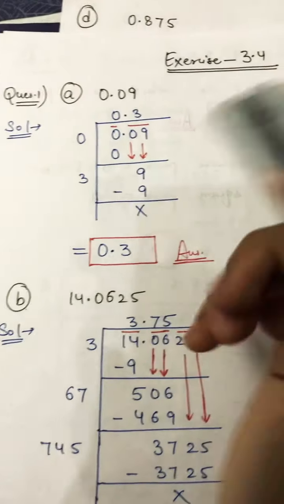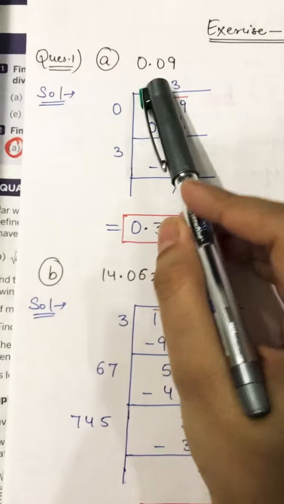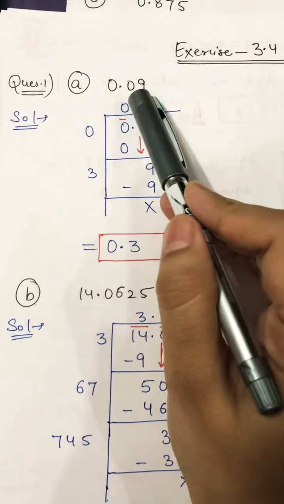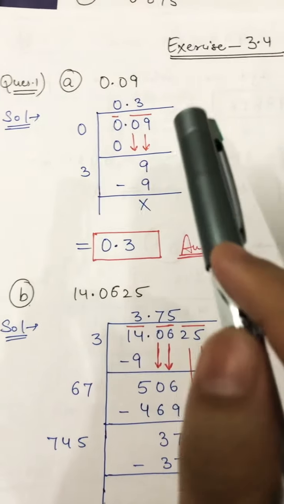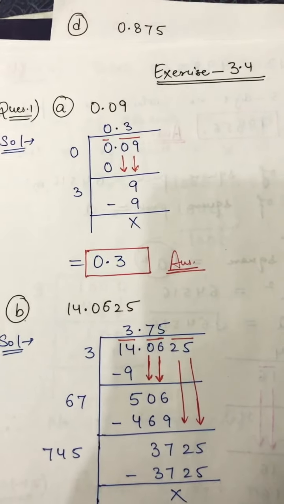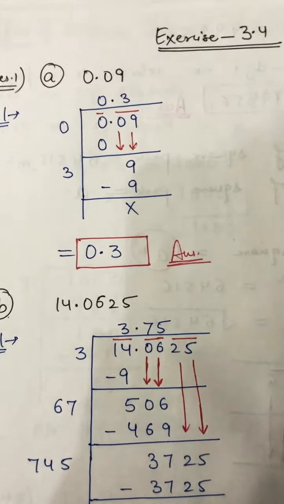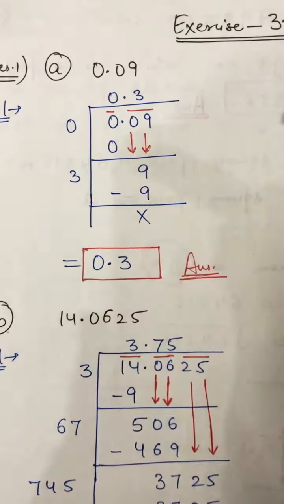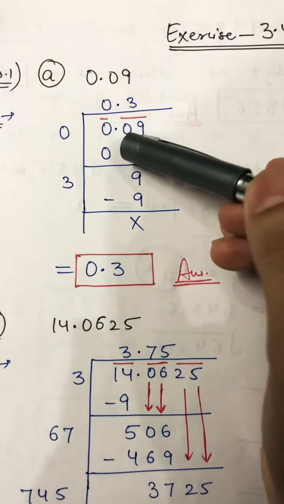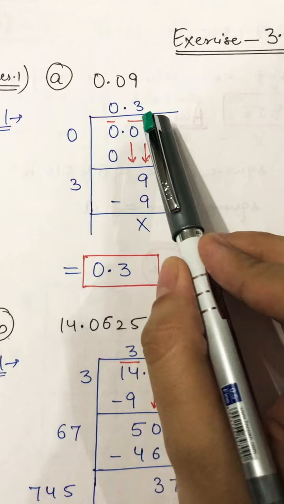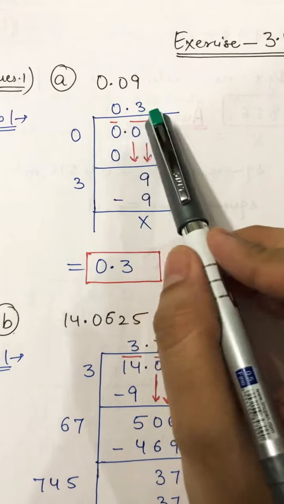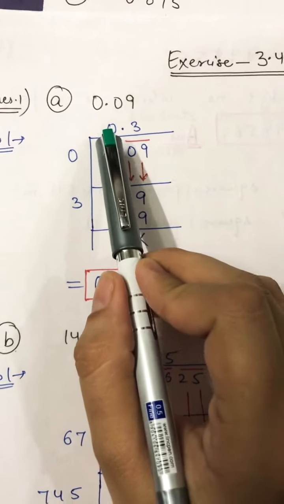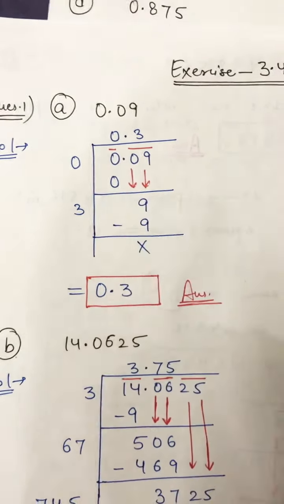This was the question that we did in the online class. Question number 1 is 0.09. How will you take out the square root with the long division method? First you will write down 0.09 here. From the last digit, you have to make pairing. So this is your first pair and this is a single digit, so this is left. You have to mark it as a single.